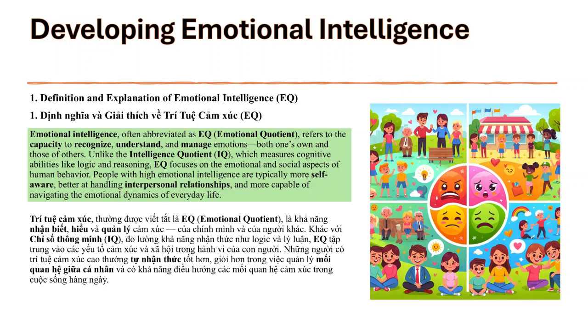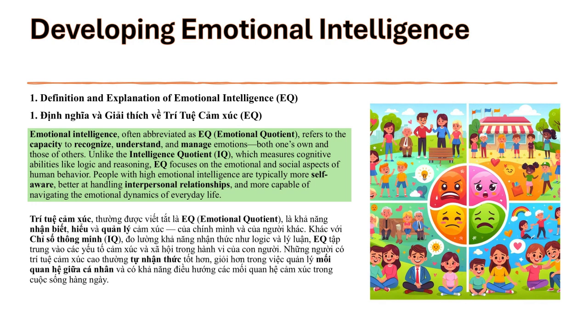Developing emotional intelligence. 1. Definition and explanation of emotional intelligence, EQ. Emotional intelligence, often abbreviated as EQ, emotional quotient, refers to the capacity to recognize, understand, and manage emotions, both one's own and those of others.